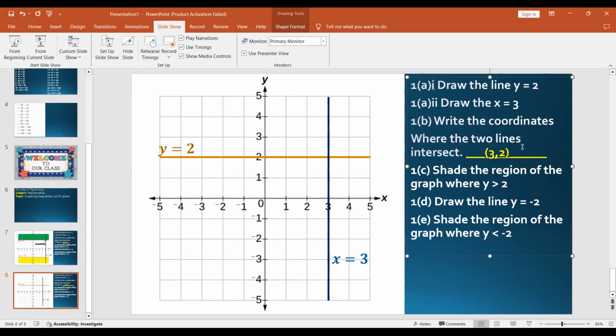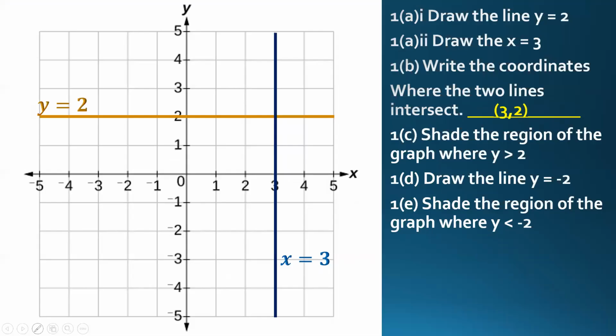Next, we want to shade the region of the graph where y is greater than 2. Chai, are we going to shade above or below? Above. Very good. We're going to shade above 2 on the graph, so we're going to be shading this.